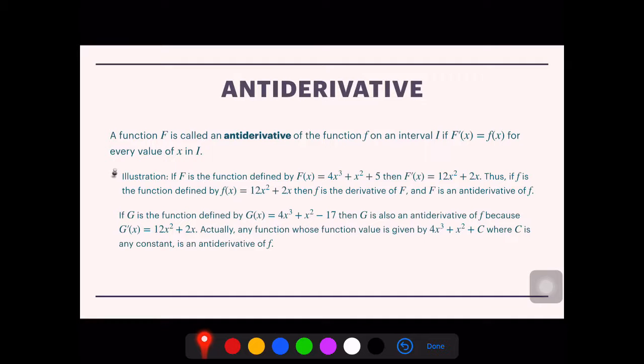To illustrate this definition of antiderivative, let's consider big F as the function defined by 4x cubed plus x squared plus 5. With this, the derivative of F would be 12x squared plus 2x. Thus, if small f is the function defined by that derivative, f of x equals 12x squared plus 2x, then small f would be the derivative of that big F. In the same manner, big F would be the antiderivative of that small f.